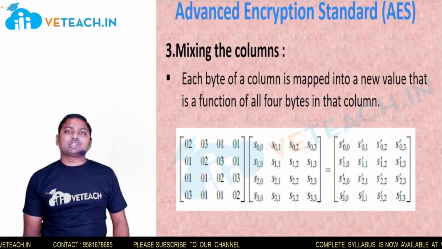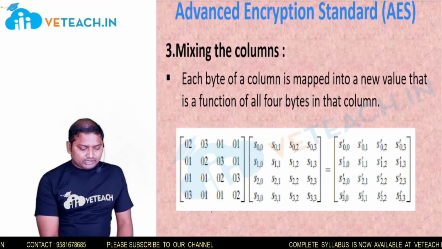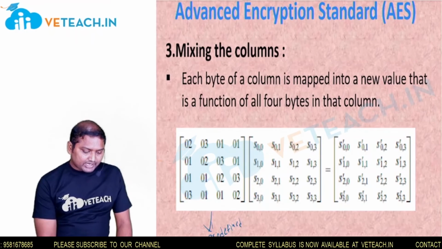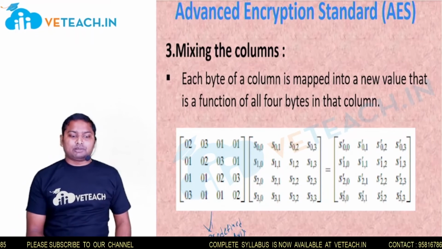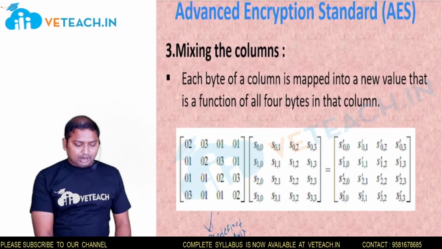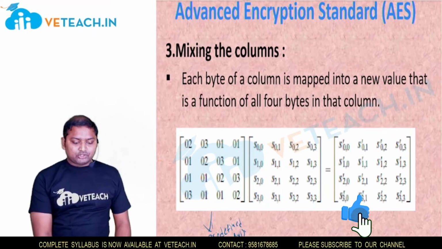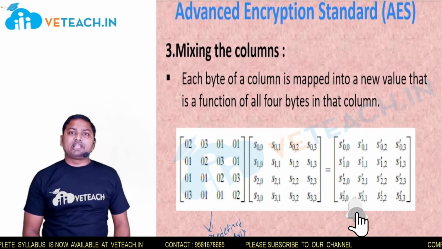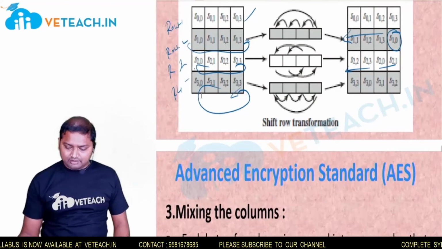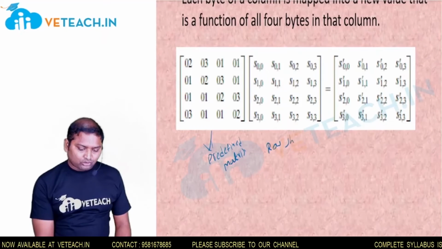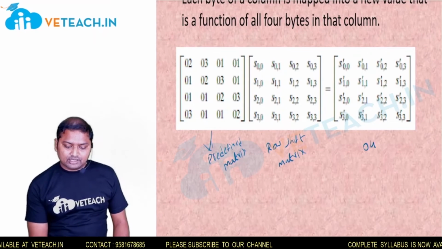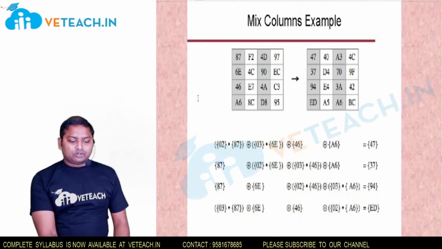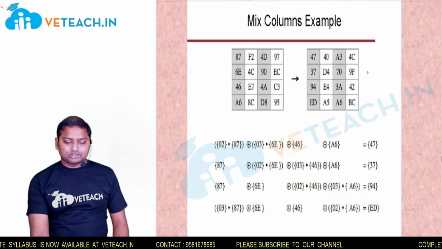Next one, mix columns. In mixing the columns, this is a predefined matrix. Already we have generated the mix columns matrix. So you are multiplying our transformation matrix with the predefined matrix. Already we have these matrix values. This is the shift rows matrix. So this is the output. When you are multiplying these two, I will get this output. For example, 8742 will be converted into this output.